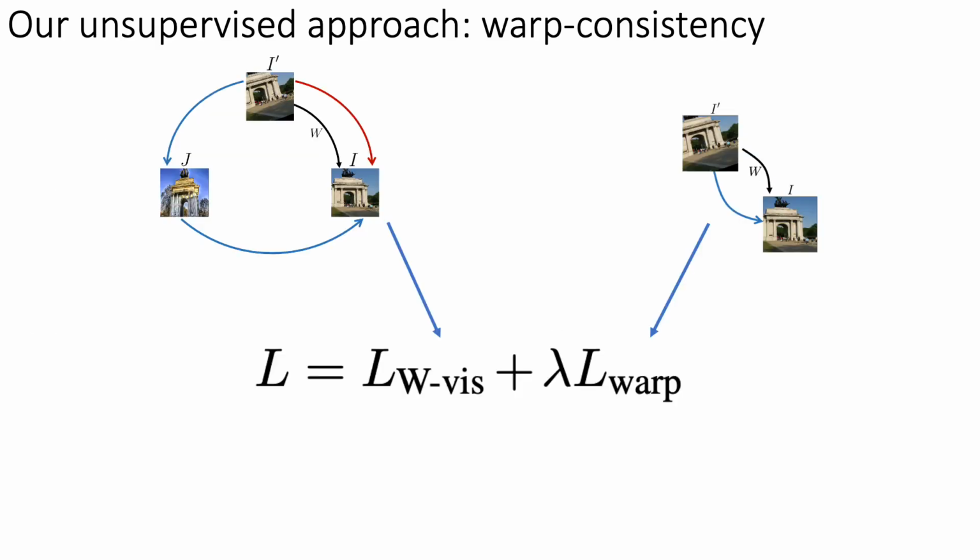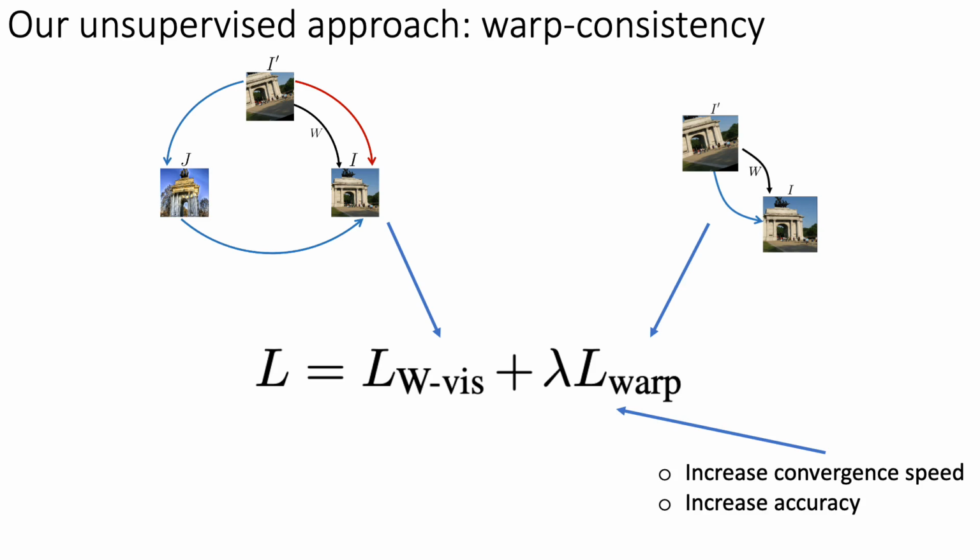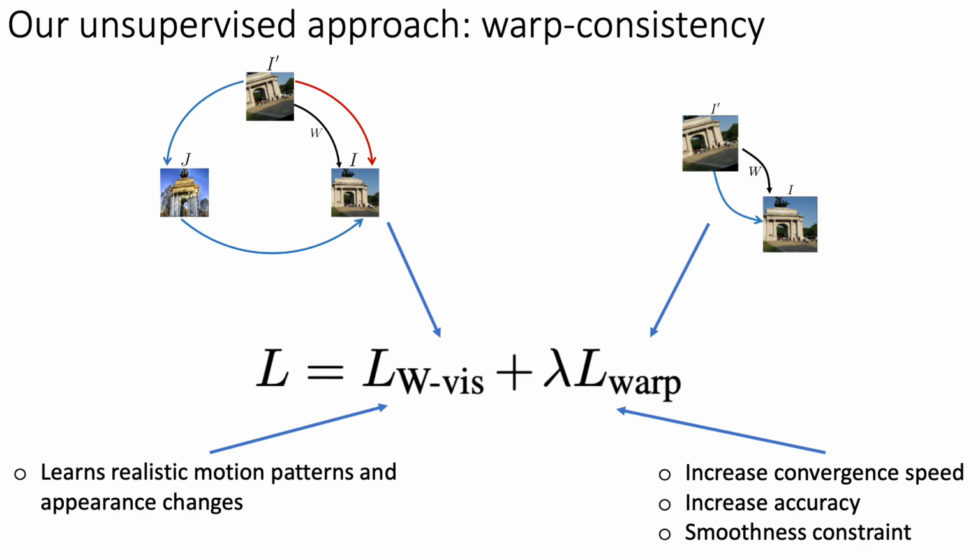Our final Warp consistency objective is the sum of the W bypass objective and the Warp-supervision objective. They are mutually beneficial because the Warp-supervision objective increases convergence speed, it also helps in driving the network towards higher accuracy, and because W is smooth by construction, it also acts as a smoothness constraint. On the other hand, through the W bypass loss, the network learns the realistic motion patterns and appearance changes between real image pairs, and it also increases the generalization capabilities of the network.